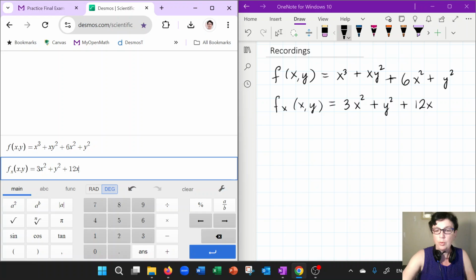Okay, now I do partial derivative with respect to y. Similarly, I'm treating now x as a number, so x cubed is going to go away. I will get 2xy. Then 6x squared becomes 0 plus 2y. So let me enter that over here.